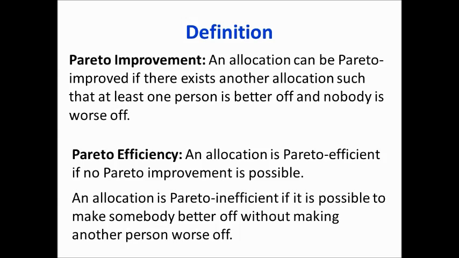An allocation is Pareto inefficient if it is possible to make somebody better off without making another person worse off. So if it's possible to find another allocation with which we can make somebody better off without making any other person worse off. So these are the definitions, so let's try to apply them in order to figure out what they actually mean. Here's an example.